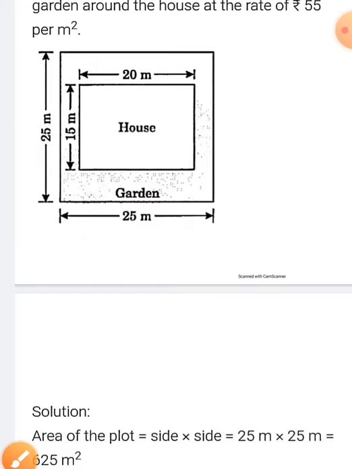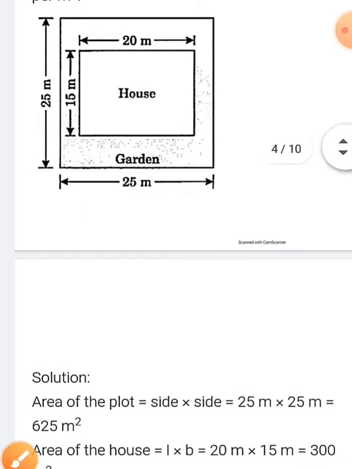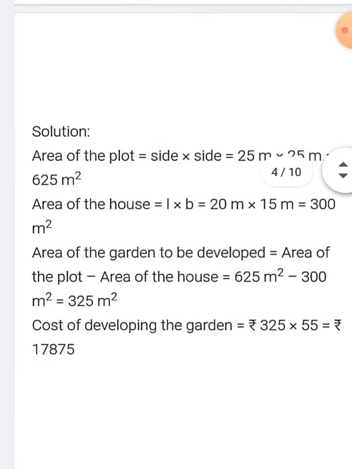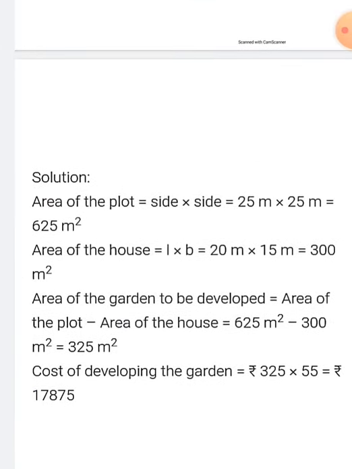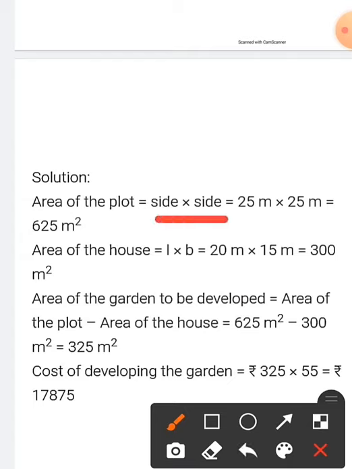So that is why we are going to apply the formula for square. So first of all, we will find out the area of the square, or you can write down area of the plot. That is side into side, means 25 meter into 25 meter. So that is 625 meter square.